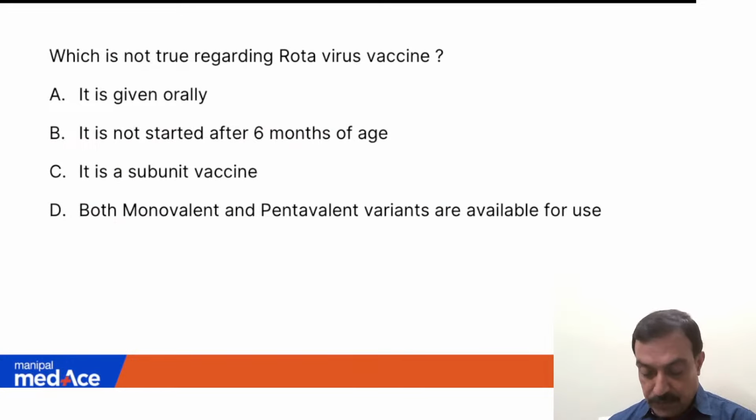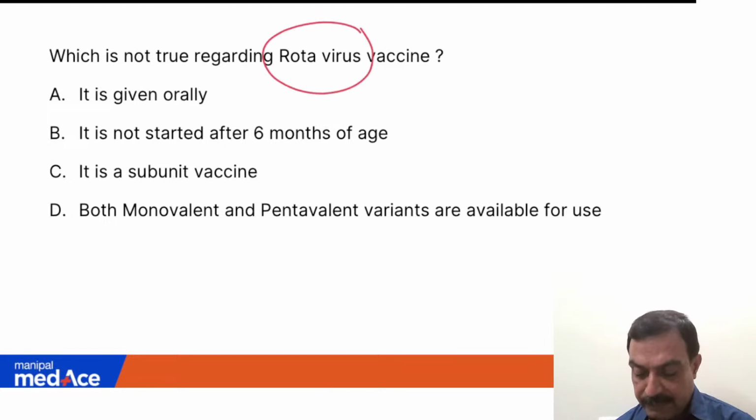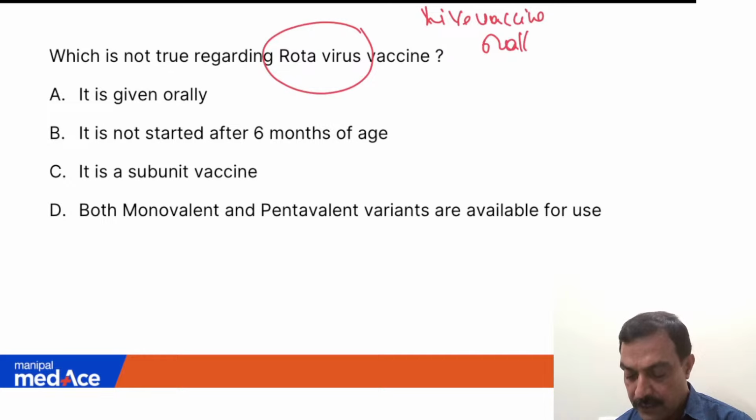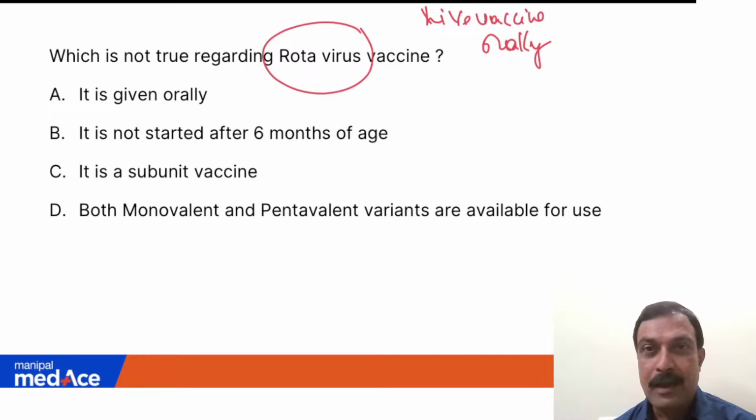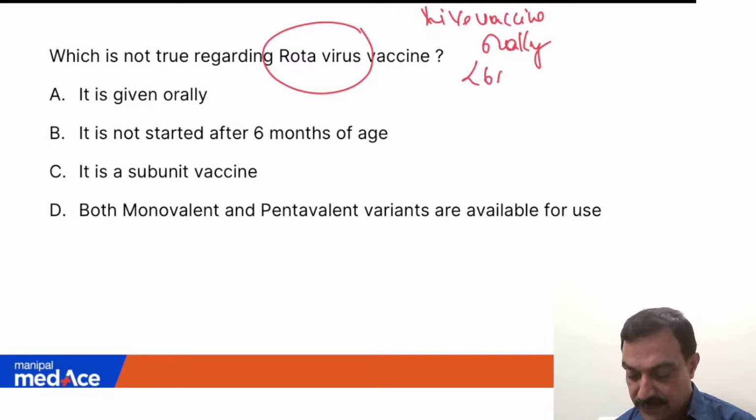So next we'll go to another question: which is not true regarding the rotavirus vaccine? Remember, rotavirus is a live vaccine. It is given orally, and the first dose has to be given within 6 months. So, if you see here, it should not be started after 6 months.